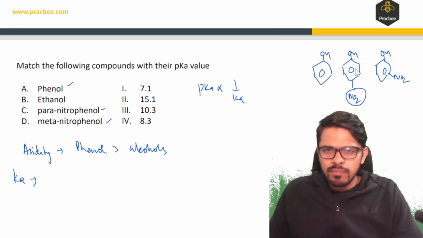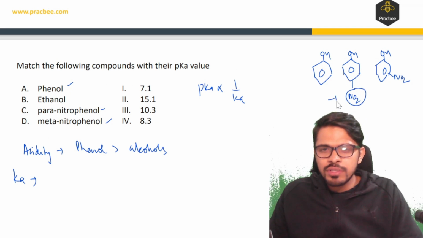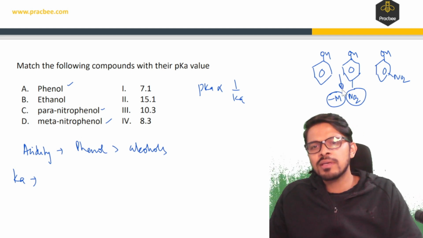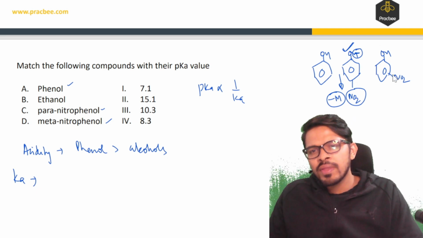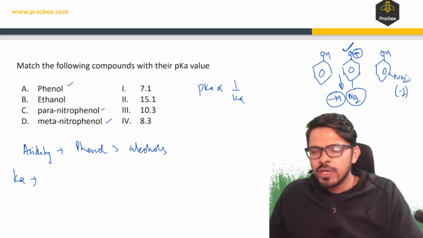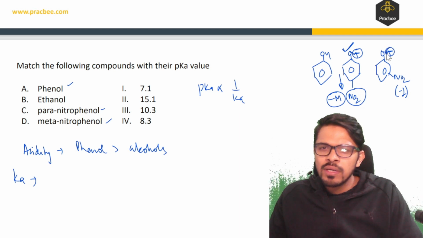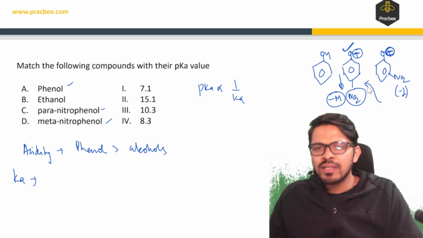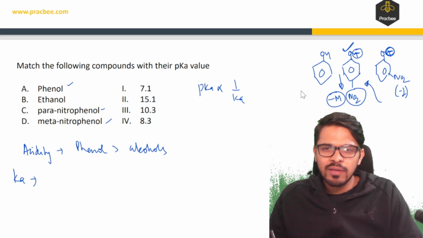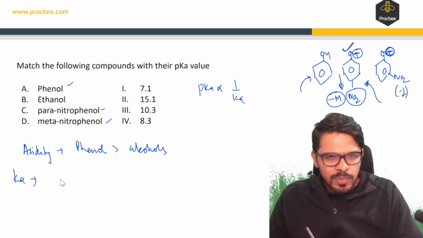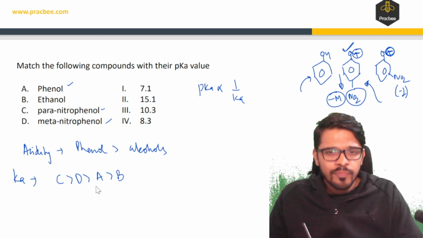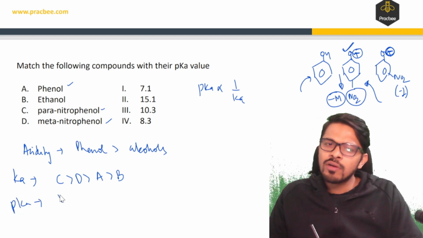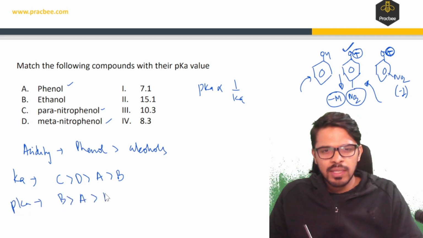NO2 at para position is applying -M, and it would stabilize the conjugate base. So this would be most acidic. NO2 at meta position will just be applying -I, so it would be acidic but not as acidic as the para derivative, and then phenol will come. So basically the Ka order would be C, then D, then A and then B. So the pKa order would be B, then A, then D, then C.